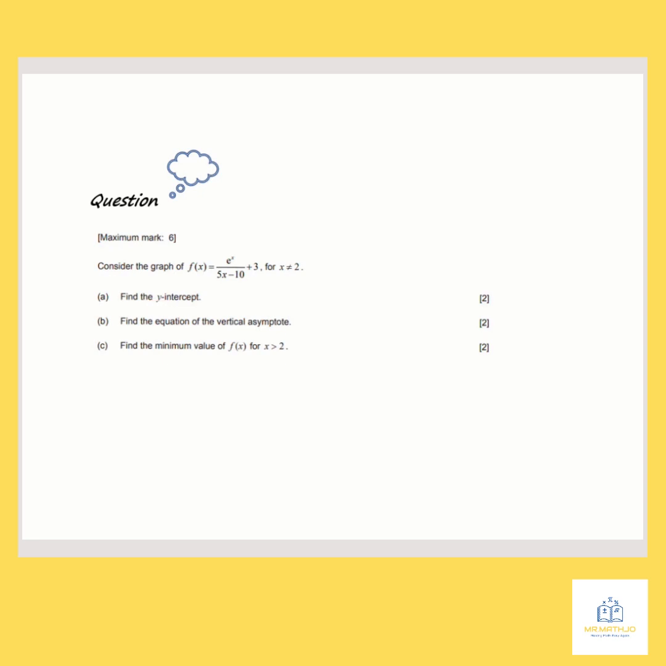So take this as a rule. Whenever you're asked to find the y-intercept, all you have to do is substitute x equals 0 into the function f of x. So f of 0 is equal to e to the power of 0 over 5 times 0 minus 10 plus 3. We know that e to the power of 0 is equal to 1, so 1 over negative 10 plus 3, which is equal to 2.9.